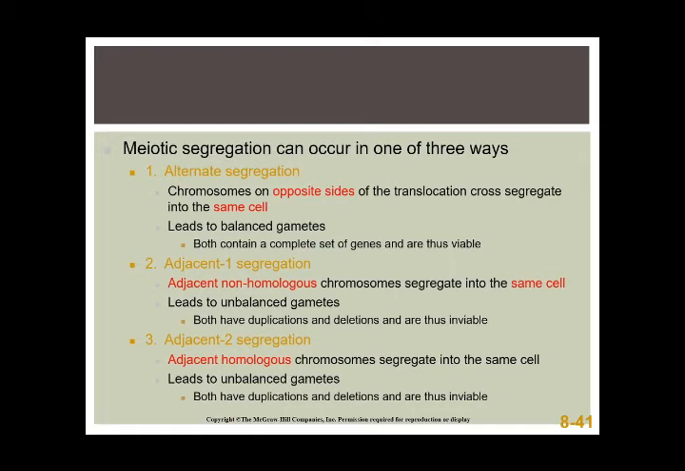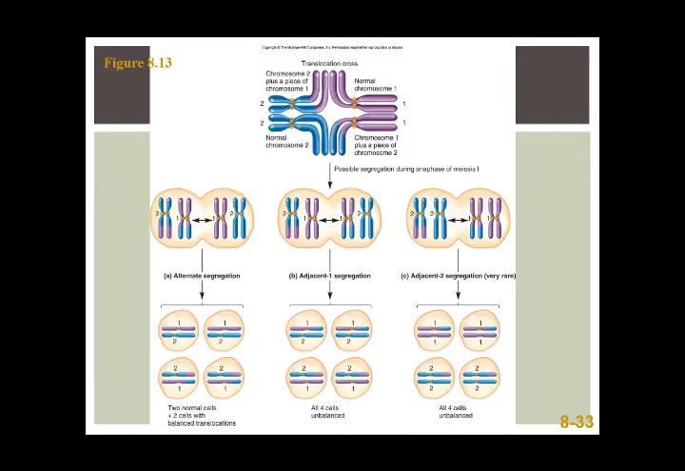Number 3, adjacent 2 segregation. Adjacent homologous chromosomes segregate into the same cell. It leads to unbalanced gametes. Both would have duplications and deletions and are thus inviable. So in alternate segregation, you have chromosomes which are 2 normal and 2 abnormal. But in adjacent 1, all 4 cells are unbalanced. Then you have adjacent 2, very rare, where all 4 cells are unbalanced.